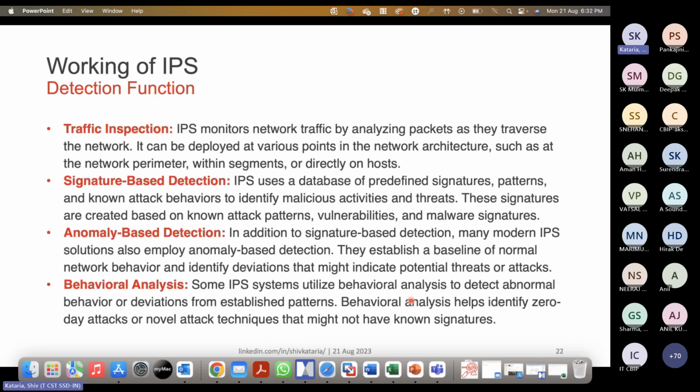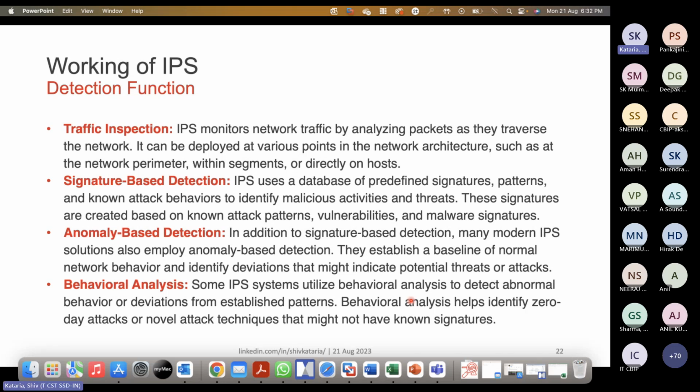Pretty much the same functionality, first inspecting the network traffic by analyzing the packets. And they also utilize some deep packet inspection techniques, understanding the various points of intrusion that could happen at the network side. We can put it at the network perimeter, within segments, or sometimes directly on the host as well.